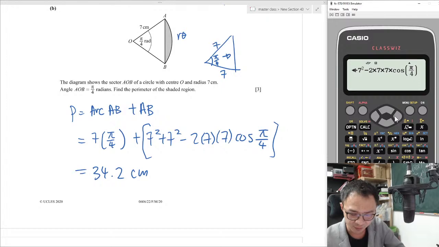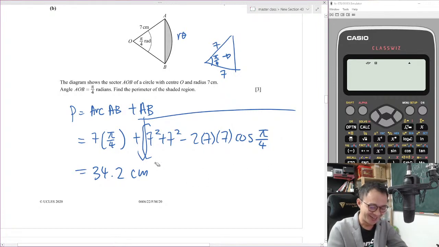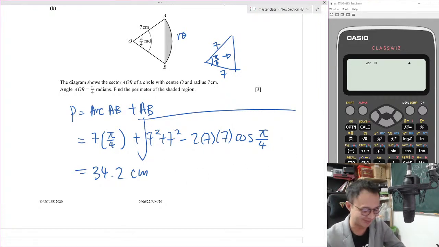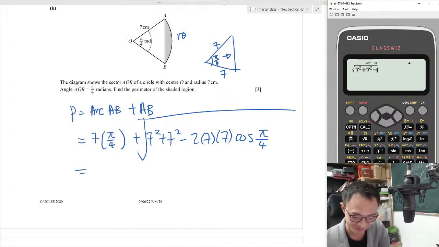Calculator is in radian, what? 2bc cos A. 49 plus 49 minus 2 times 7 times 7 times cos. Oh, still have the square root. Still have the square root. Yeah, I've been using this formula my whole life. So I don't know what's wrong with me today. I just couldn't do it correctly. Keep on making mistakes. Yeah, where is the square root for the formula?